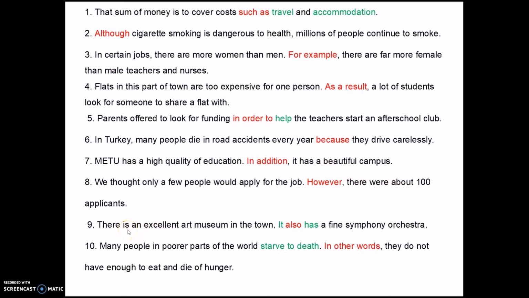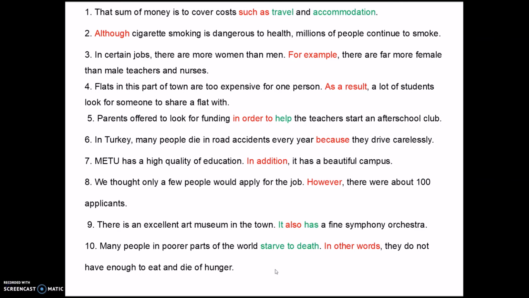And in number 9, it says there's an excellent art museum in town. So this is one piece of information, and in the second part we have another piece of information about this town, which is it has a fine symphony orchestra. So to show this extra additional information, we will use also.